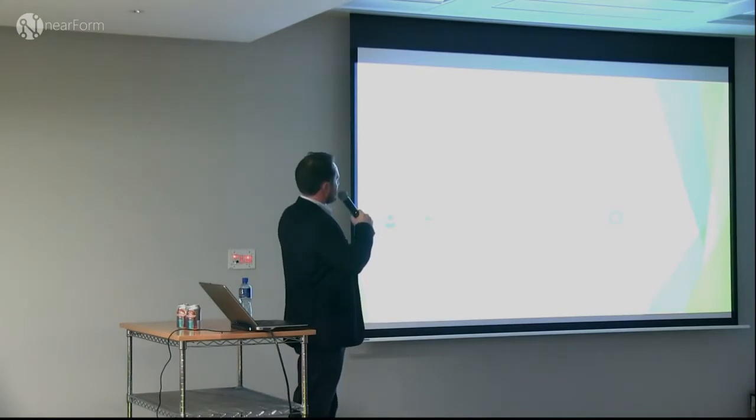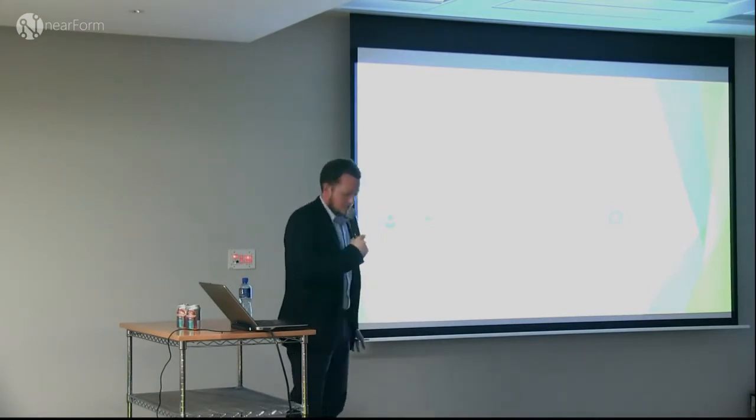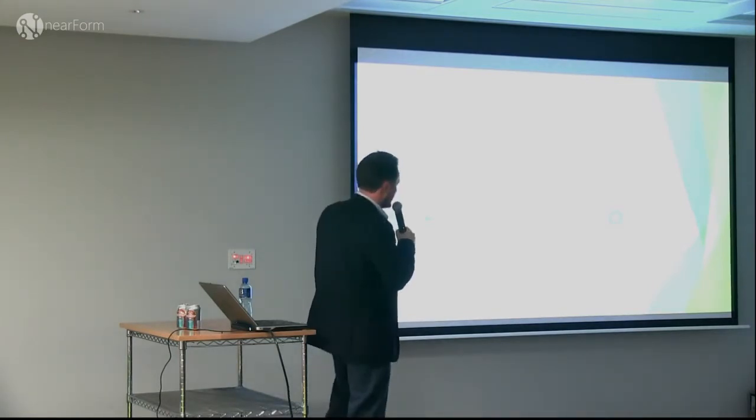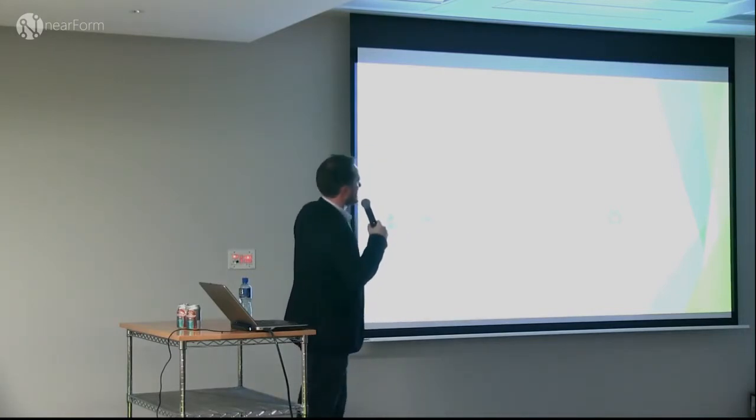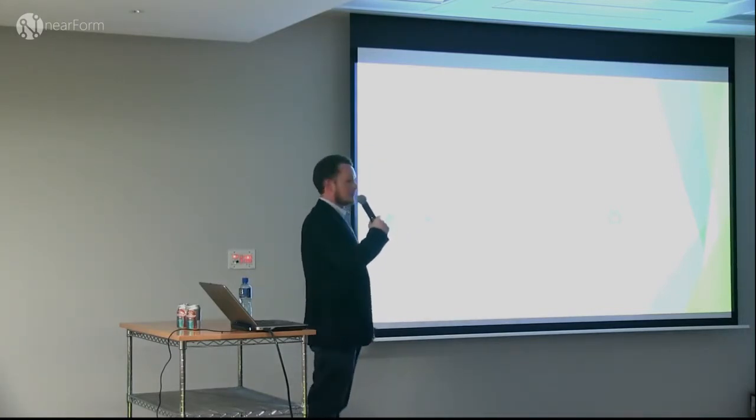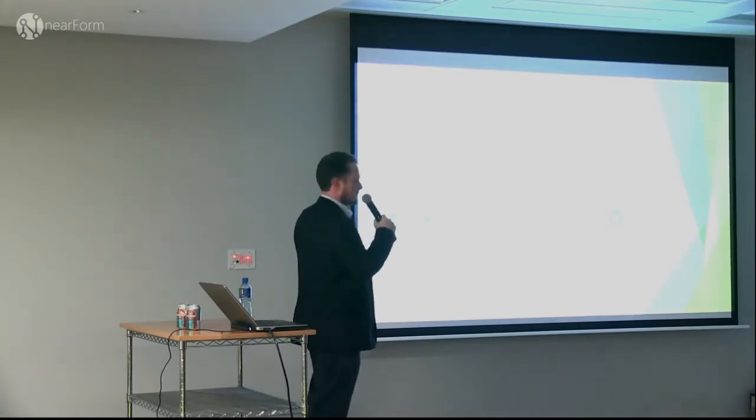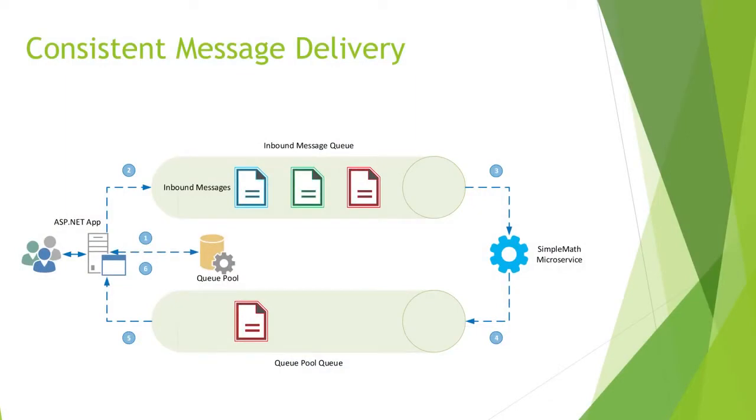So the solution that we came up with was similar to the centrifugal governor concept. The flywheel governor was invented, incidentally, in the 1800s by somebody smarter than me, so far be it for me to reinvent the wheel. Similar to this, how do we achieve consistent message delivery? We've come up with the concept of a queue pool, which is very similar to a connection pool concept.